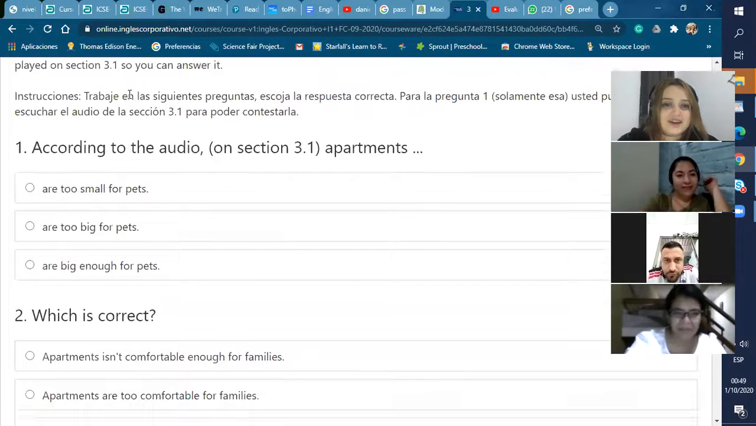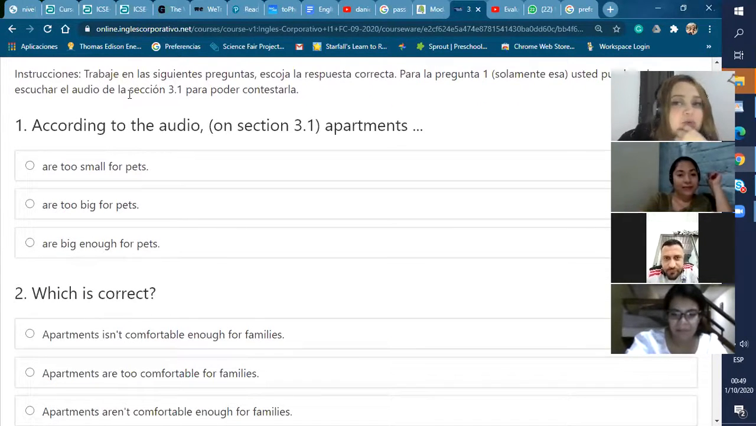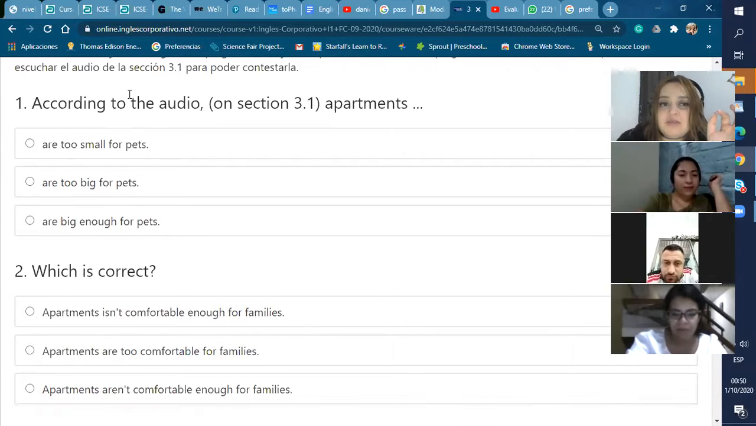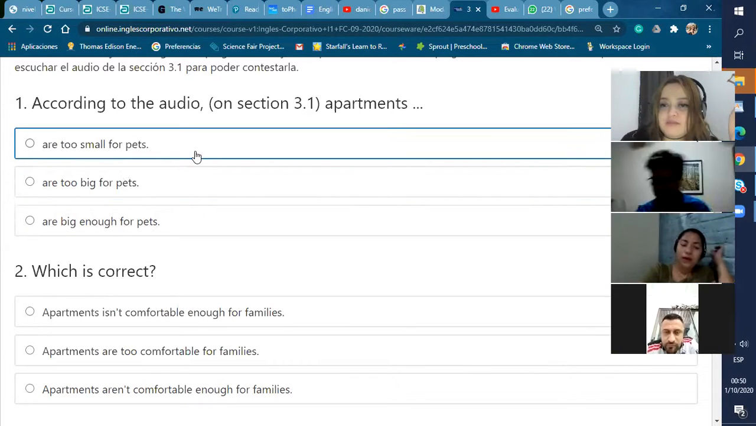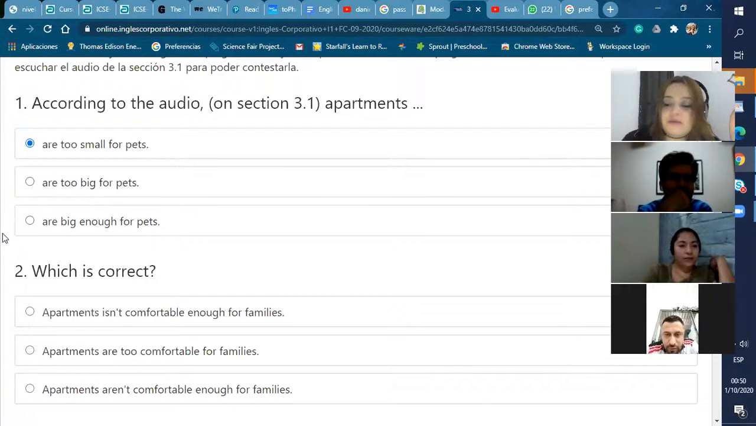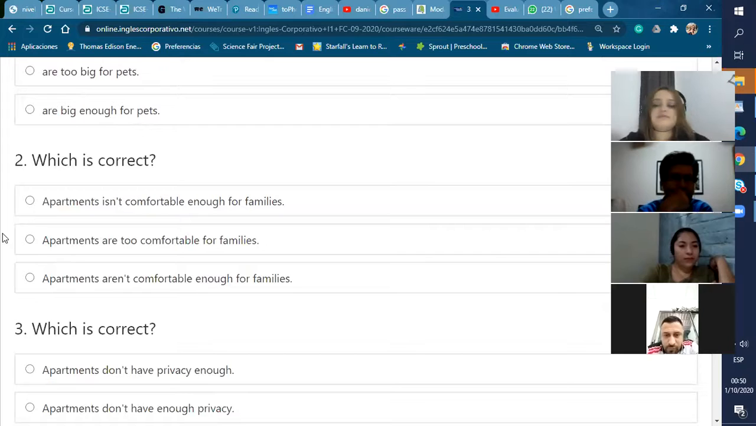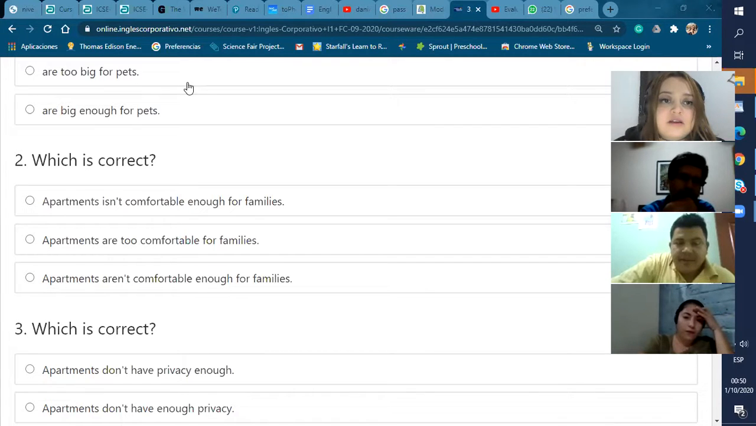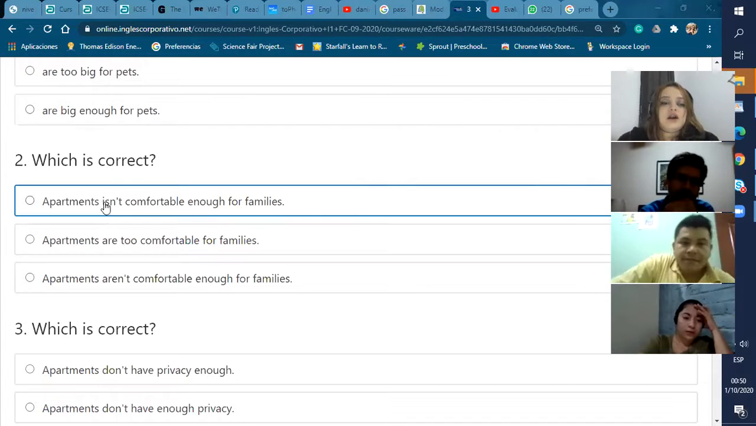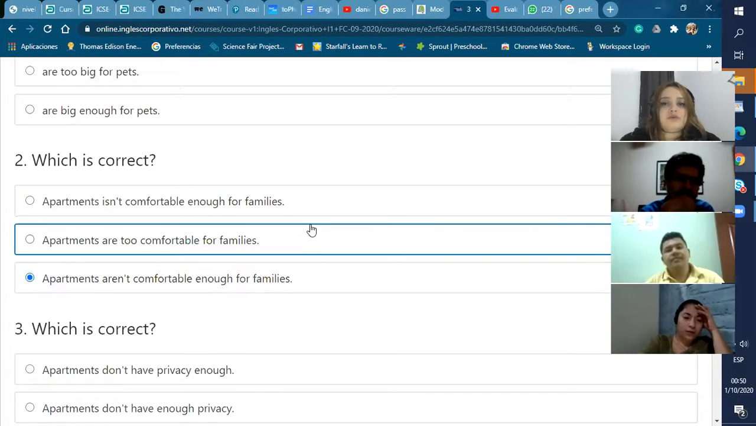According to the audio, which part is it? I don't know if you remember this. Please help me out. According to the audio, apartments are too small for pets, too big for pets, or big enough for pets? Too small for pets. Yes. Okay, awesome. Which is correct? Everybody help me. Apartments aren't comfortable. Too small for pets. Number two.